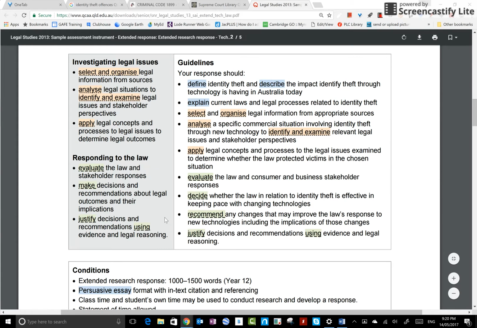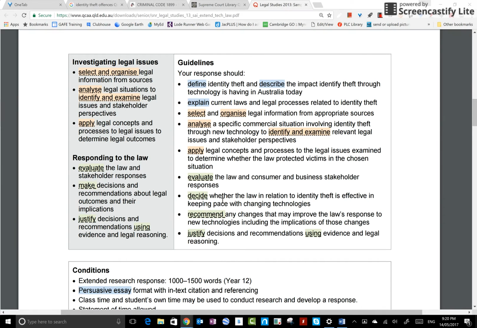And the last criterion, which is responding to the law, we can see here, it's to evaluate the law, make the decisions, and justify the decisions. So these are the four things that we need to be able to do when we're evaluating it, okay? Working out whether the law was fair, whether the law was applied correctly in the case. You decide whether the law in relation to identity theft is effective in keeping pace with the changing technologies.